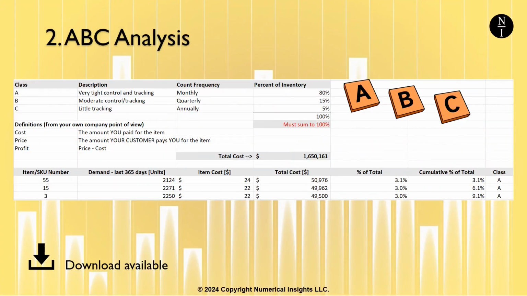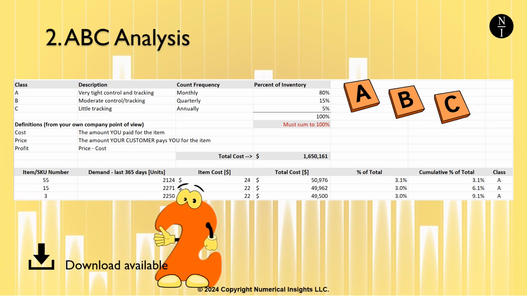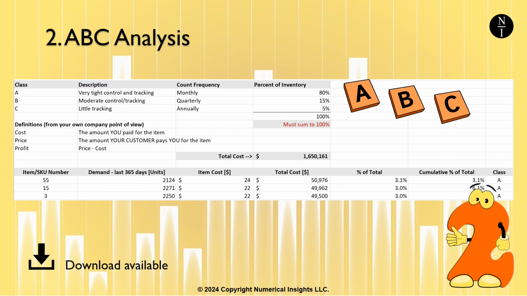2. Conduct an ABC analysis. Classify items based on their importance and value to prioritize accuracy checks for high-value items and prioritize production orders. See the notes in this video for a downloadable template.